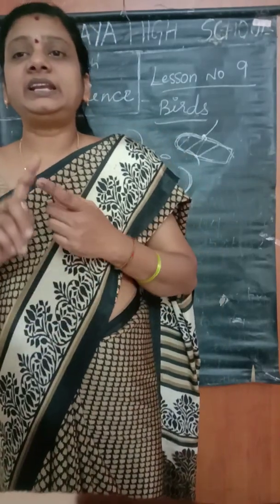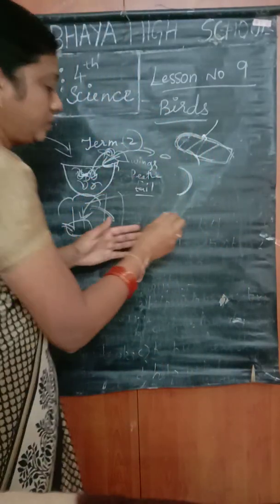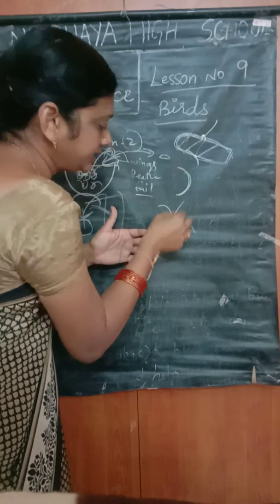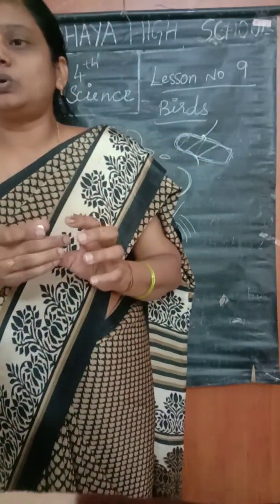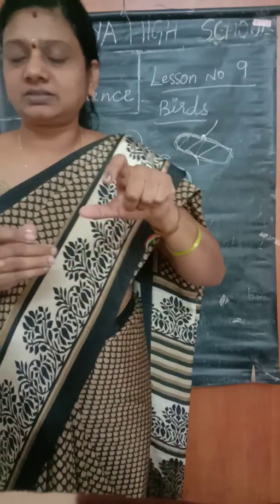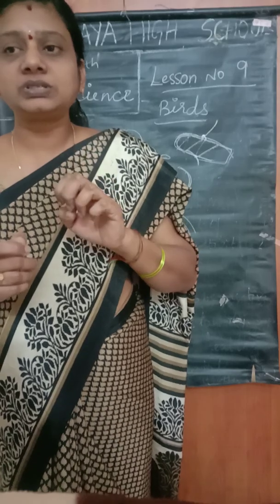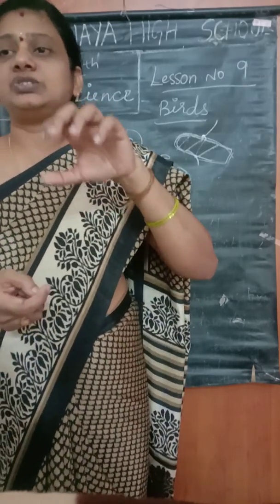Yes, three toes in front and one toe at the back. Some birds have feet to hold branches and wires. The sparrow clamps its toes around a branch so that it does not fall.